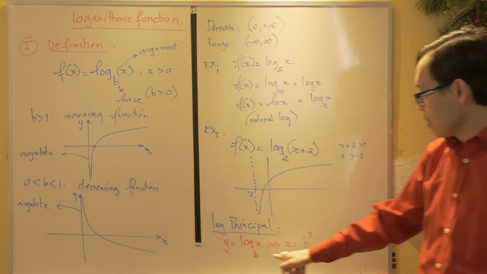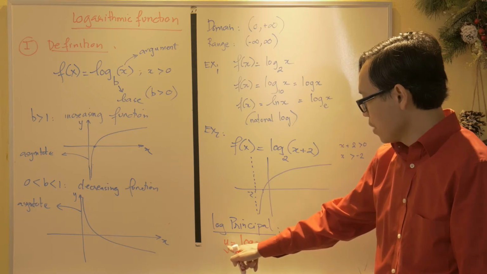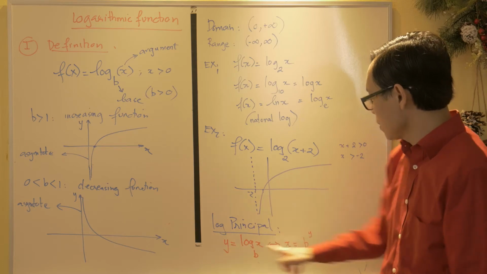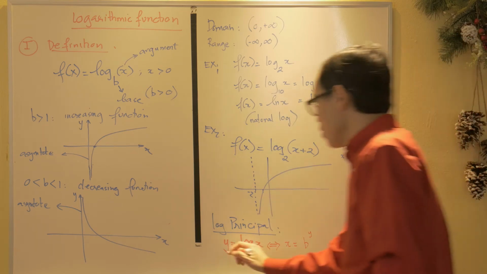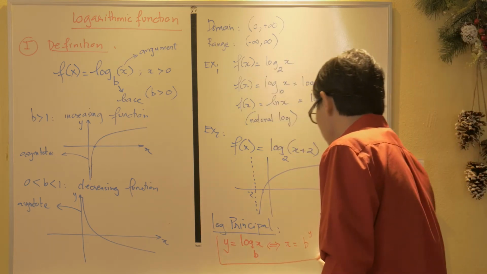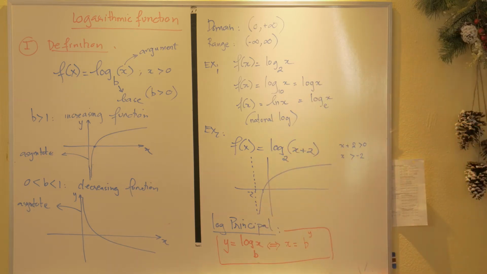So you see, basically what you do is you keep the x and you kick the b value and raise the b value to the y exponent. So the y over here becomes the exponent. This is called the log principle. Very important.